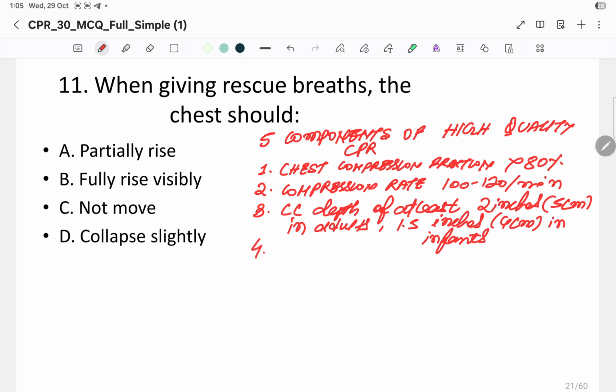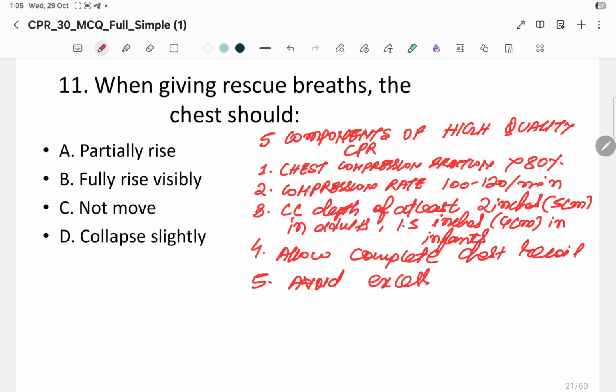Fourth, allow complete chest recoil. Fifth, avoid excessive ventilation.